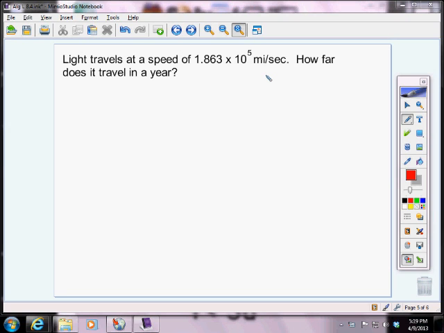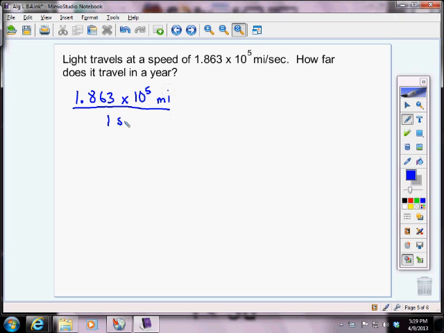Well, we know that it travels 1.863 times 10 to the fifth miles in 1 second. If I write this as a rate, I want to know how far it is traveling in a year. Well, first of all, we've got to change seconds into years.